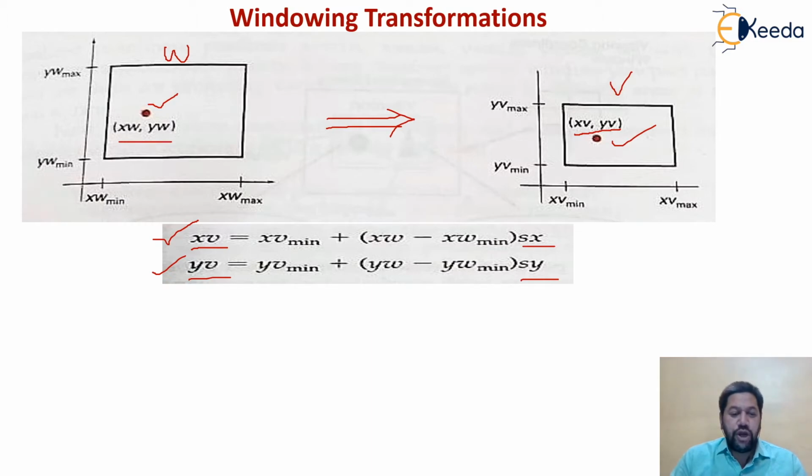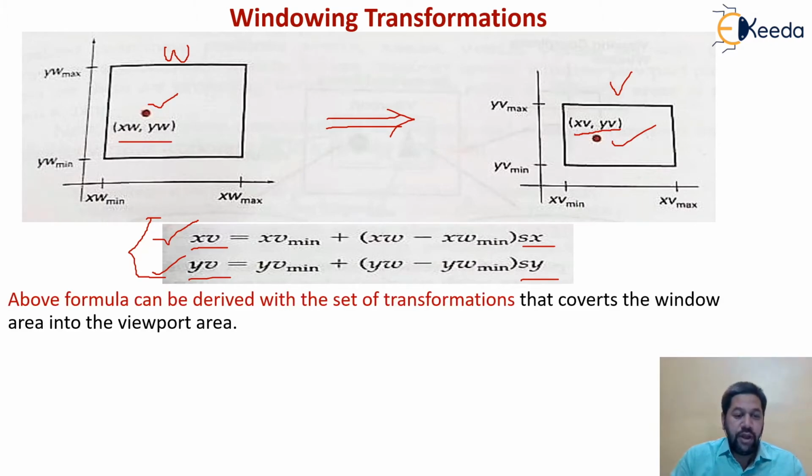Now, the same formula we came to can be achieved with a sequence of transformations. See what I have written: the above formula can be derived with the set of transformations that converts the window area into the viewport area. Because what we actually have to do is convert the window area into the viewport area.